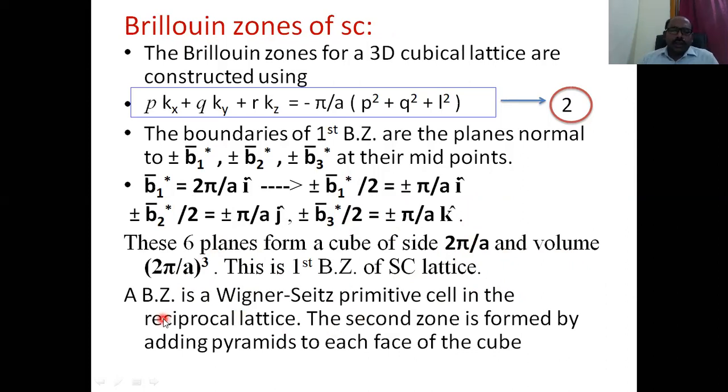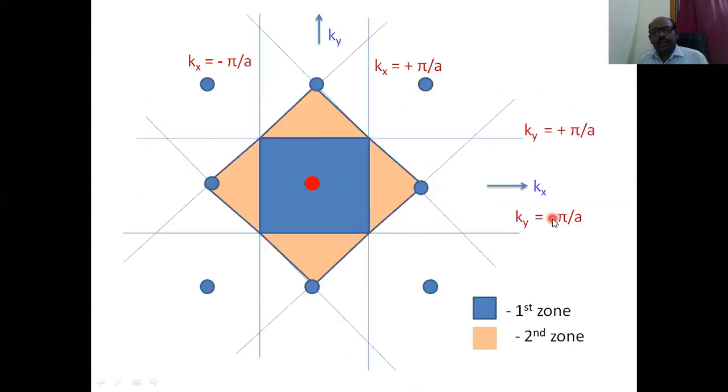For the second Brillouin zone, we can compare it with the square lattice. It was a square. The Brillouin zone of a square lattice is again a square. That is the first Brillouin zone, and for the second Brillouin zone, triangles are added to these sides.